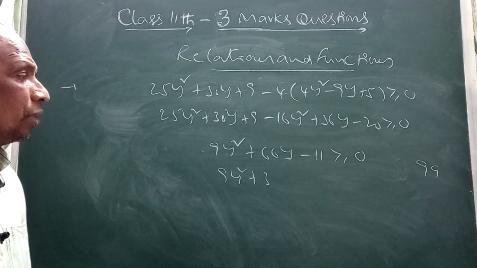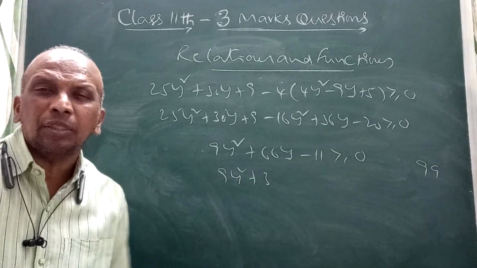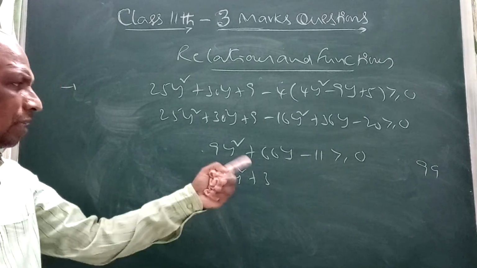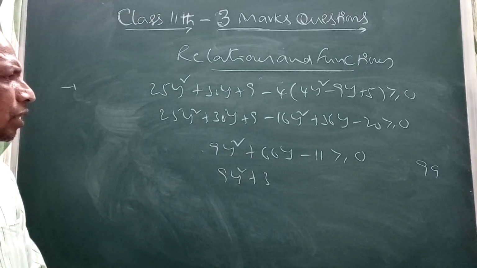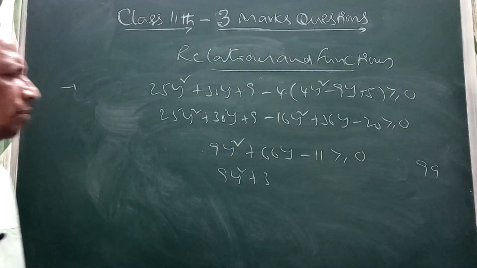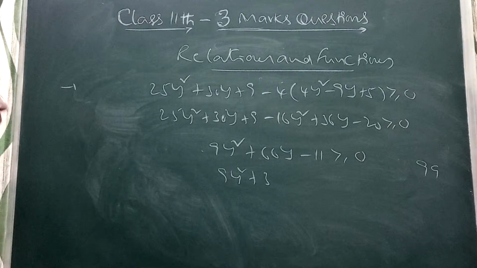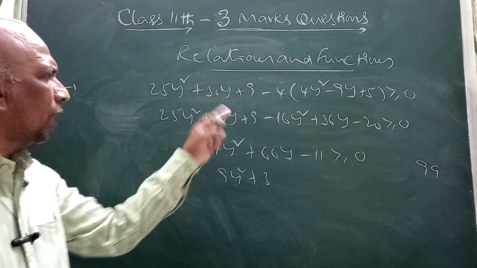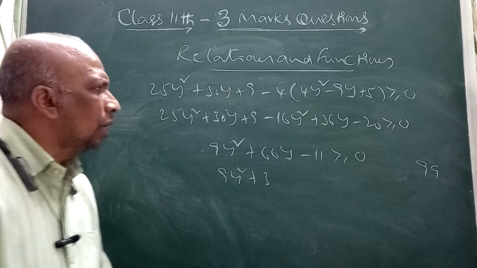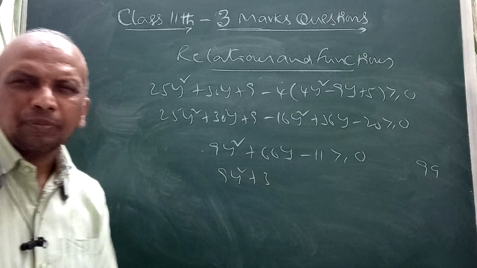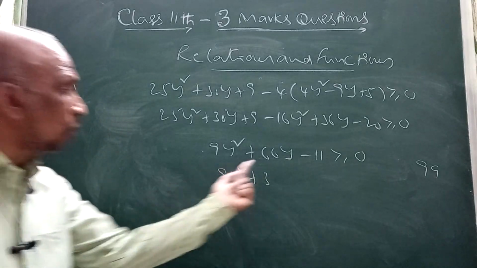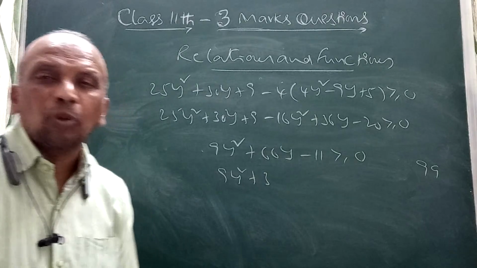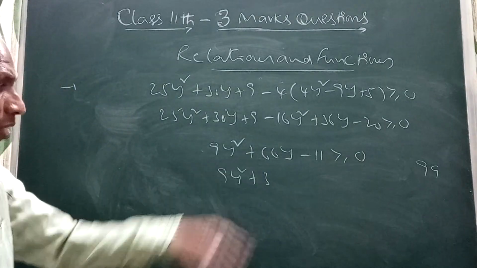So the problem is that you won't get direct factors here, because we got 66y, right? We got only 66y. When written simplified, you will get 9y square plus 66y minus 11 greater than or equal to 0. So you will get irrational roots, right? You won't get rational roots, you will get irrational roots.